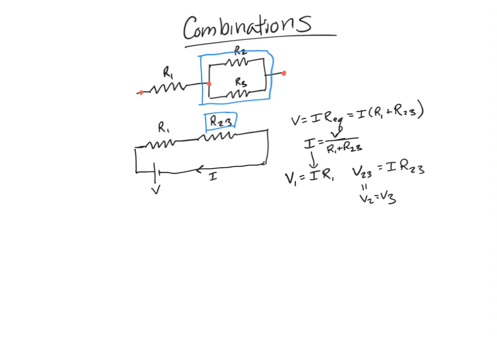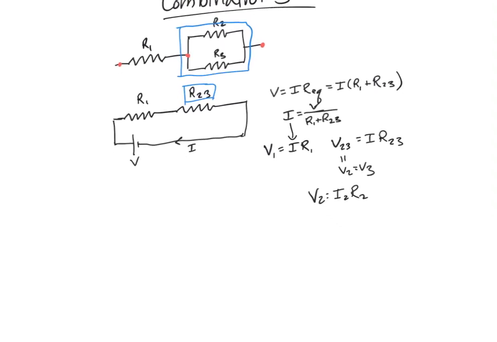So we can use this to then, once we have the voltage here, calculate the current through each individual resistor, because the voltage of 2 is equal to the current through 2 times the resistance of 2. And since I just calculated the value of this voltage and I know the value of the resistance, I can find I.